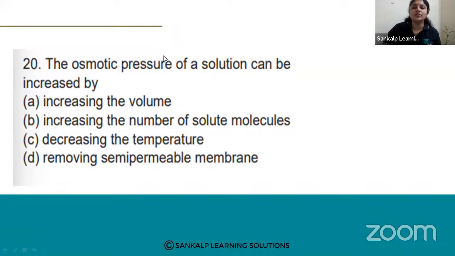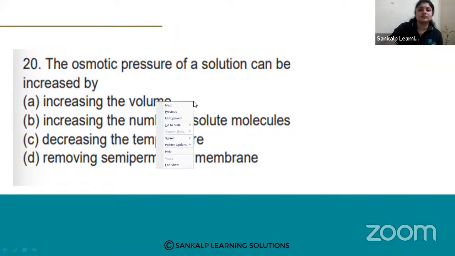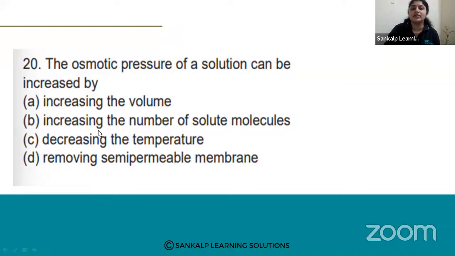Okay, so we'll go for the next question. The osmotic pressure of a solution can be increased by: A, increasing the volume; B, increasing the number of solute molecules; C, decreasing the temperature; D, removing the semi-permeable membrane. So we'll see. What is the formula of osmotic pressure? It is given as pi equals CRT.